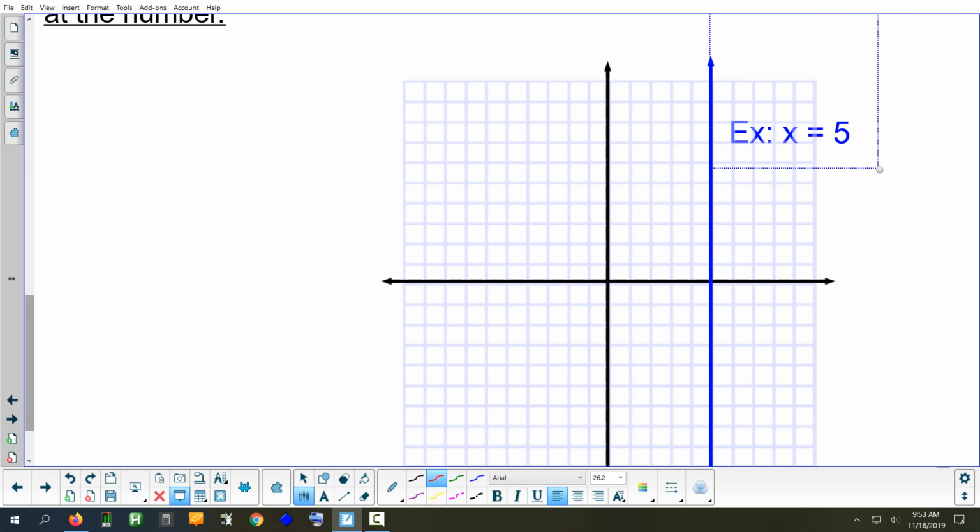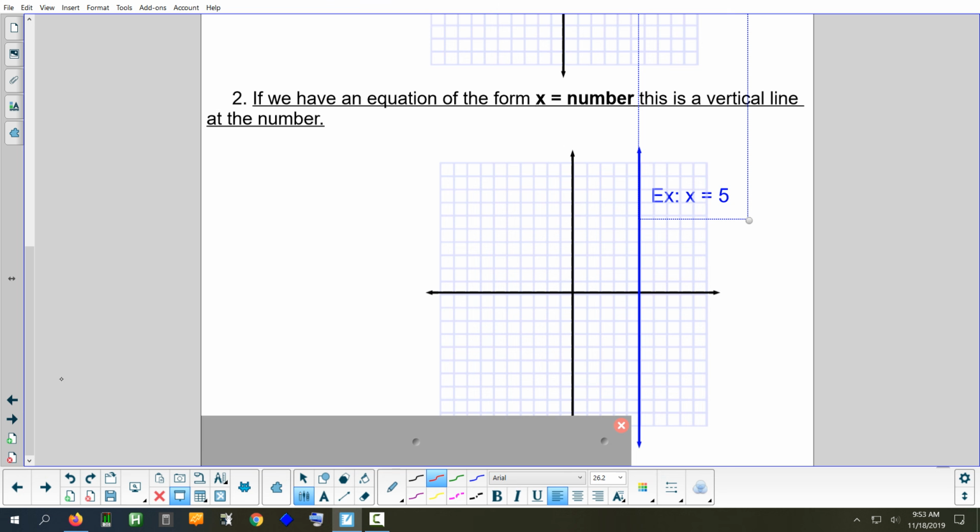Can you go back up? Yep. So vertical line at that number. These are the easiest 2 cases that we do. Okay, so how do you tell if it's horizontal? What's the equation going to look like for horizontal? Y equals, yeah? What's the equation going to look like for vertical? It's going to look like x equals.